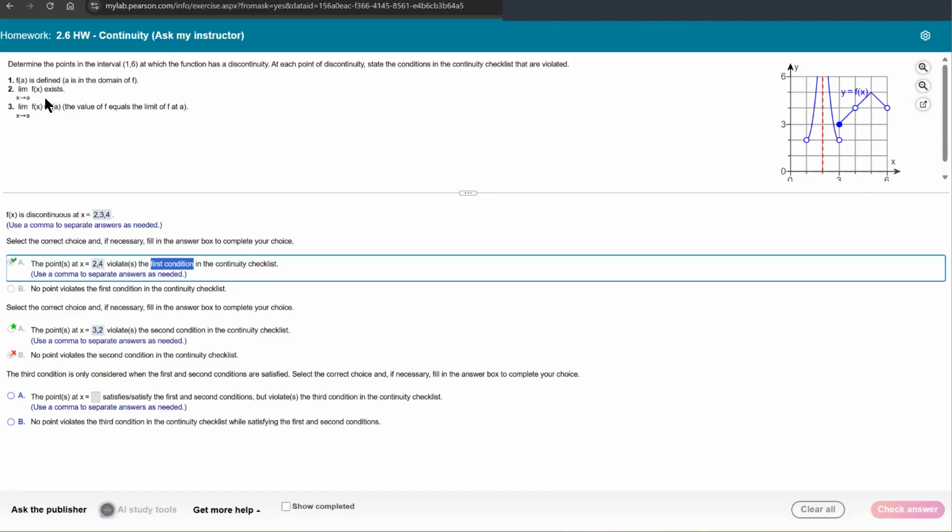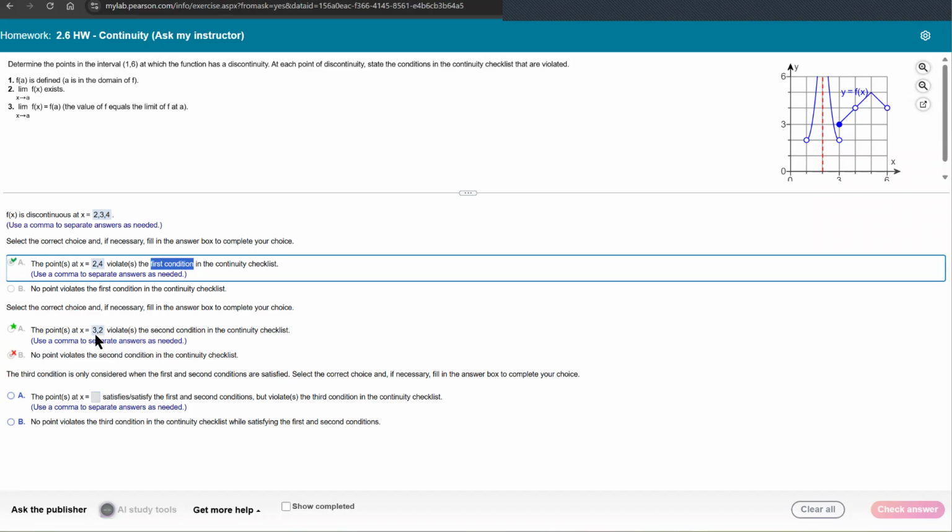So for part 2, when it says the limit as x approaches a of f of x exists, I'd say, well, the limit as x approaches 2 from either side is infinity. The limit as x approaches 4 from either side is going to 4. But the limit as x approaches 3, from the left it goes to 2, from the right it goes to 3. So the overall limit as x approaches 3 does not exist. Well, that causes a discontinuity at 3.